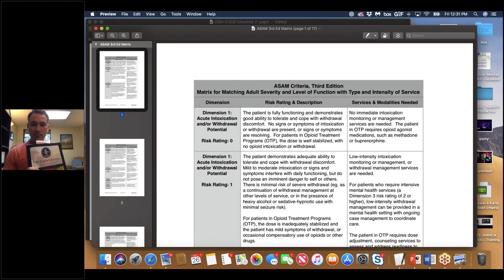something called the matrix for matching adult severity and level of functioning with type and intensity of services. Couldn't be any longer than that title. But in each dimension, you have a number that you assign that denotes how intense their risk is.